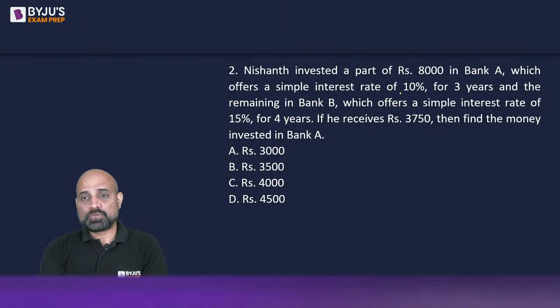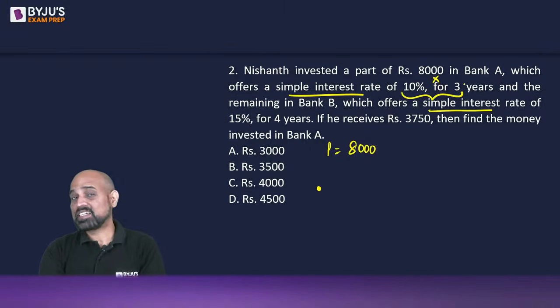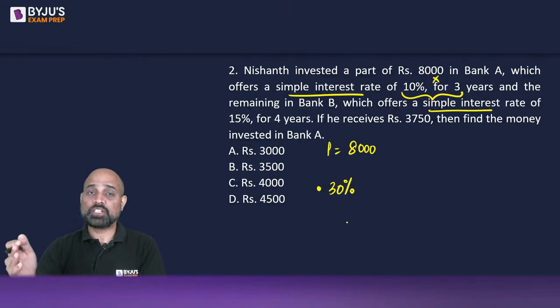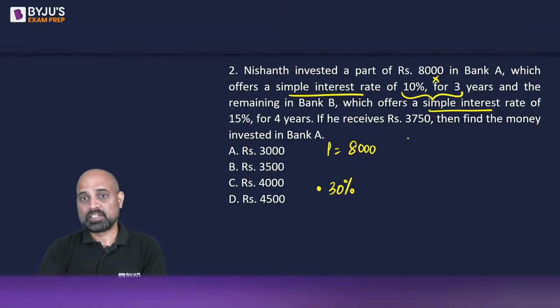What we are going to do is we are going to use common sense. So we have 8,000 rupees. This is our principal, right? There are two parts to this. The first part is 10% for 3 years. And since we are talking about simple interest in both the cases, you can multiply the rate of interest and the tenure and simply calculate it once. 10% for 3 years is equivalent to 30%.